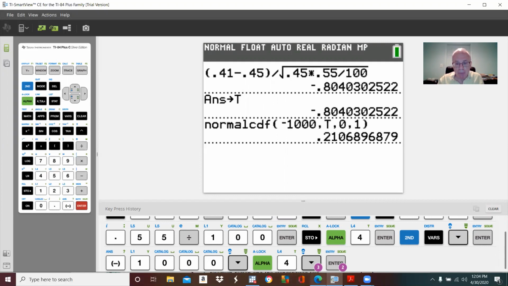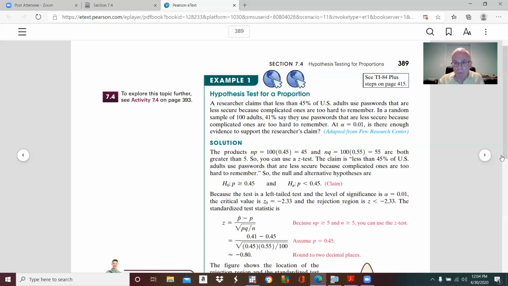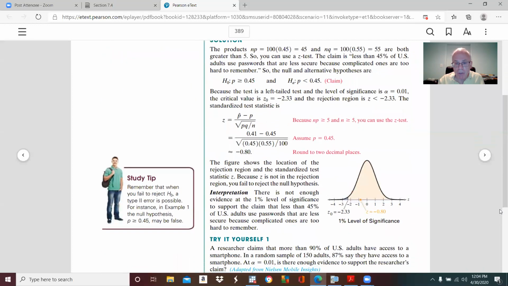All right, so let's get back to the problem. 0.211 is our p-value. And what is alpha? Alpha is 0.01. So when the p-value 0.211 is greater than alpha equal to 0.01, we know that that means do not reject the null hypothesis. So when the p-value is greater than alpha, we do not reject the null hypothesis, and it's clearly not in this case here. All right, and so what is going to be our conclusion?